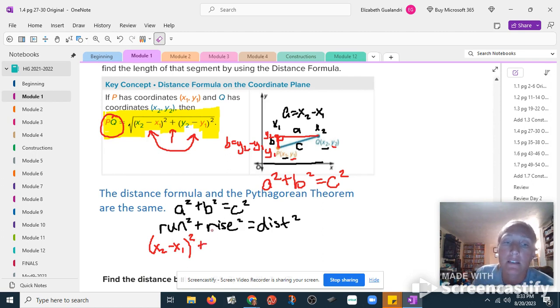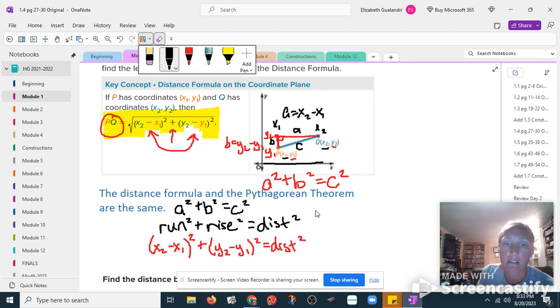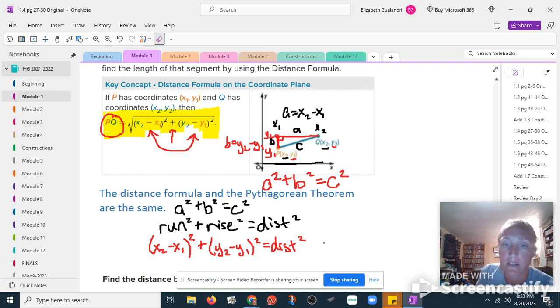So then plus my rise, which is my value of b that's here, so my difference in y's. And so I'm going to fill that in again as I found it: y2 minus y1, that quantity squared, is equal to, and again I have my distance squared, so I'm just going to leave it as distance squared. The last piece to make this into the Pythagorean theorem is that you have to realize you're solving for the distance. So to get distance by itself, you would take a square root because square root and square cancel each other out.